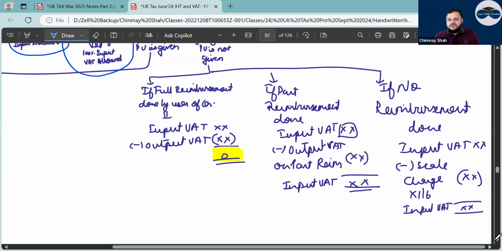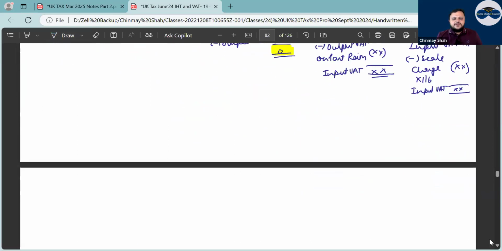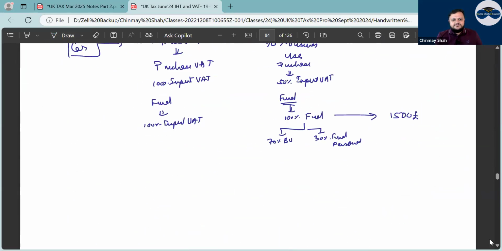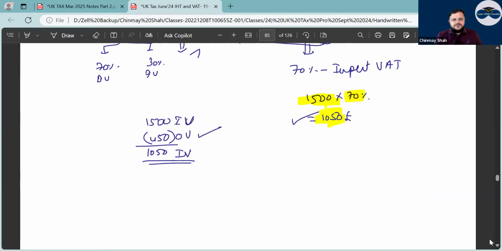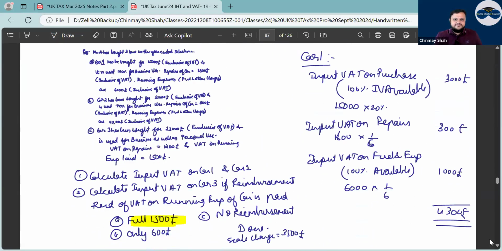Then last but not the least, if no reimbursement is done, the company can claim input VAT and you will have a scale charge. The scale charge will be given to you. Scale charge is always inclusive of VAT, so you will do scale charge into 1/6. Now see, I may tell you as much as I want here, but till the time you don't look at one of the questions, life is always going to be a bit difficult, correct? Have a look.